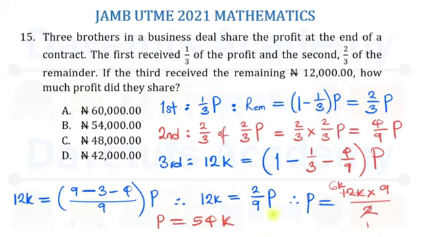I'm the one that introduced the K. It means 54,000. Okay? So I can just look at my options and say, this is the right option, 54,000. That is the original profit that they were sharing, because that's what we're asked to evaluate.